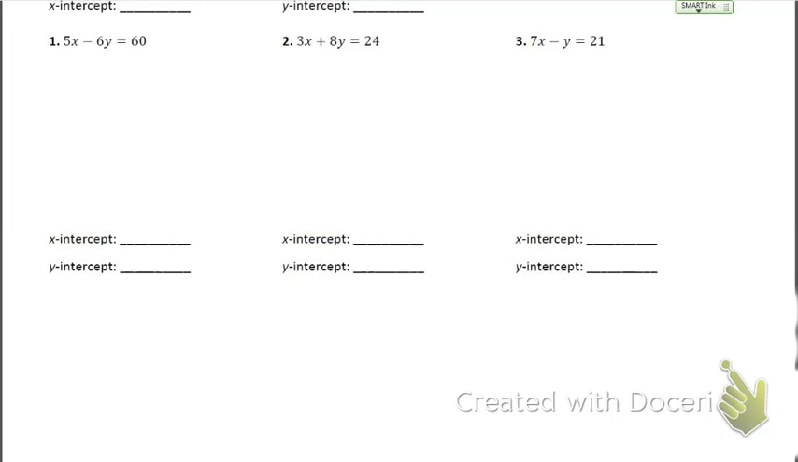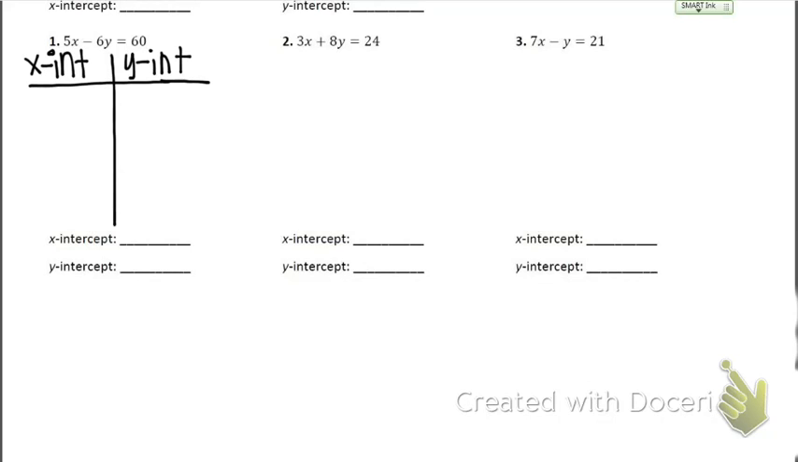I like to use a T-chart. So underneath the equation, I always write a T-chart. And I label the left side x-intercept. And in math, we use x-int for x-intercept and y-int for y-intercept. And then I find my x-coordinate on the left and my y-coordinate on the right. So let's do this really quick.